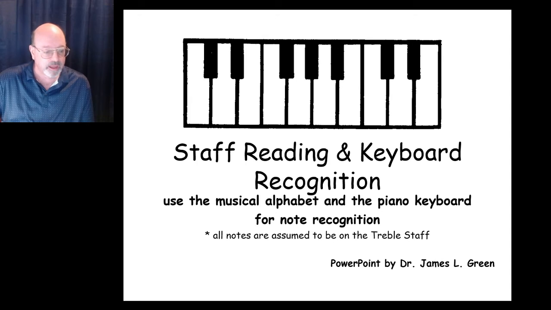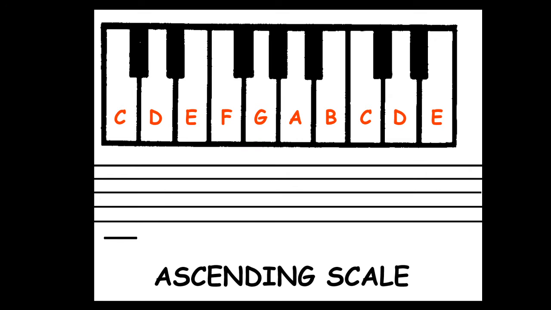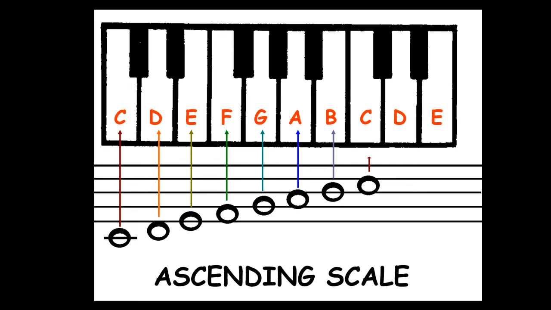So here we go. Now you'll note that we have the keyboard here, a small portion of it, and this is how the notes line up. This is specifically an ascending scale using strictly the white keys on a keyboard. The thing about the white keys is that they are set up in what is called C major.